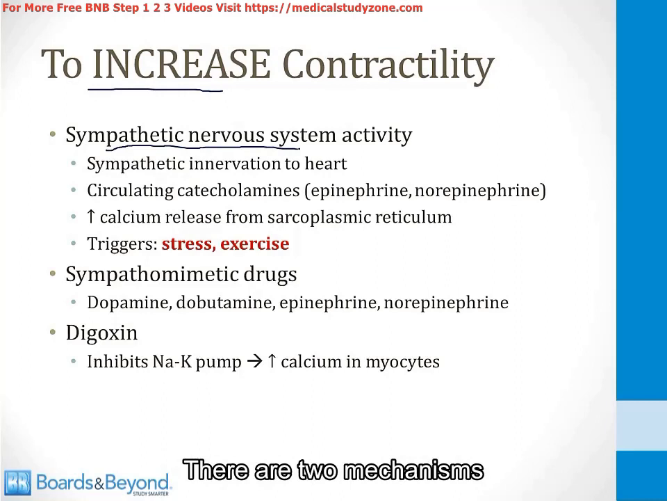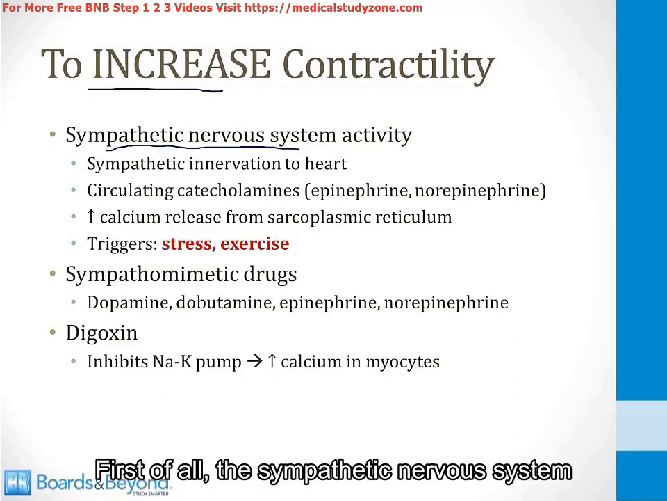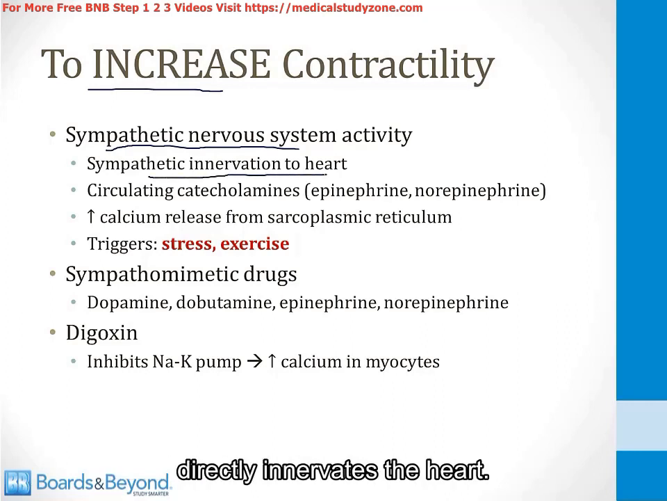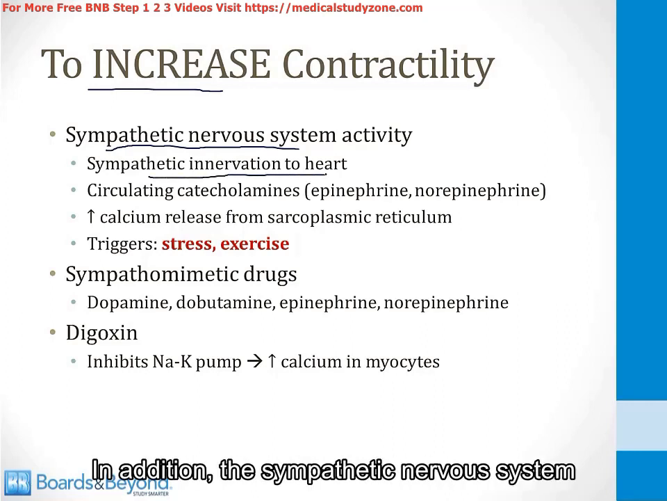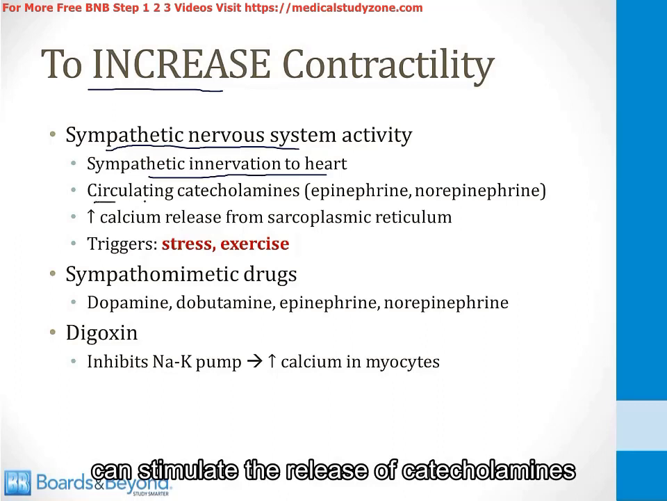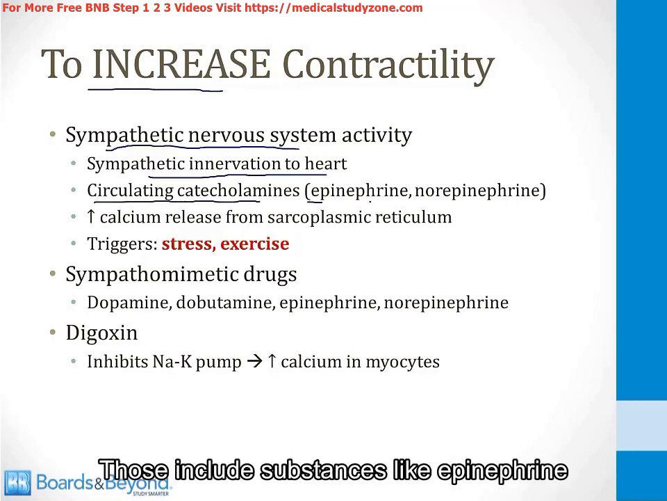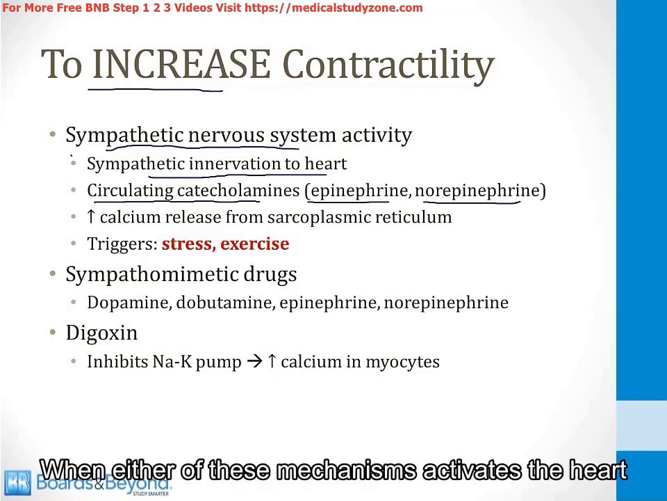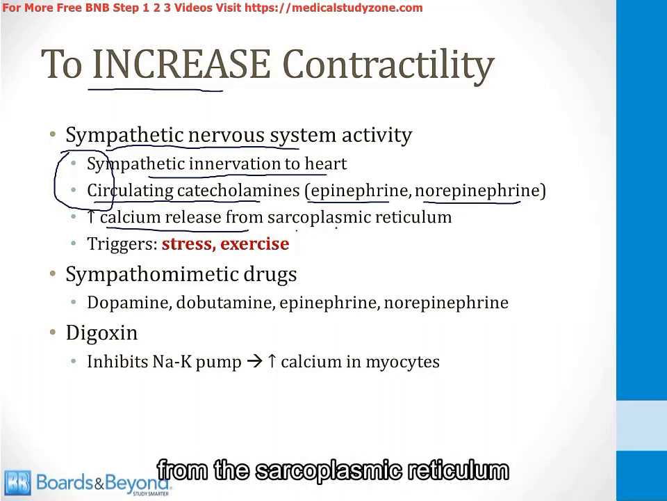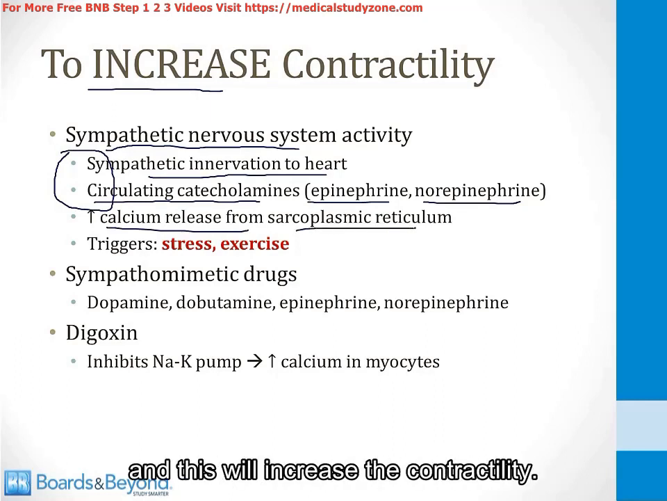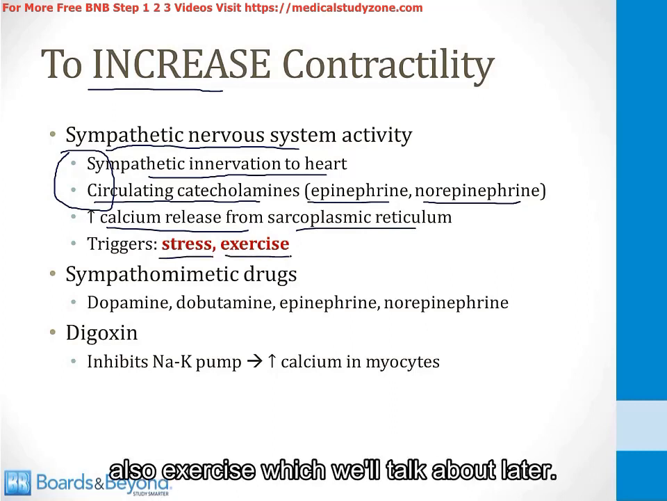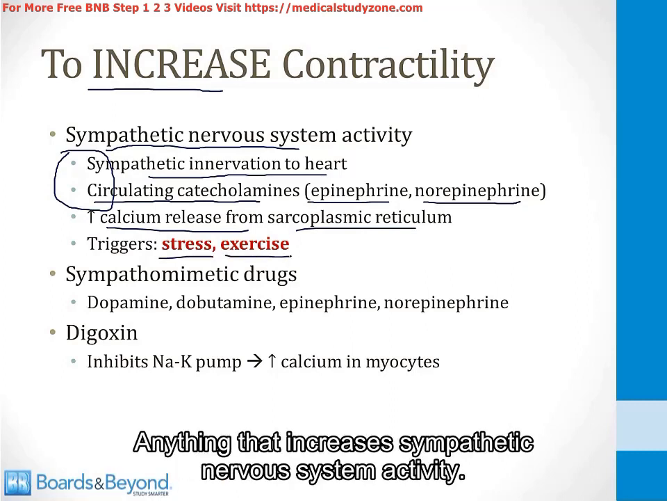There are two mechanisms by which the sympathetic nervous system can increase contractility. First of all, the sympathetic nervous system directly innervates the heart. In addition, the sympathetic nervous system can stimulate the release of catecholamines from the adrenal gland. Those can circulate and reach the heart. Those include substances like epinephrine and norepinephrine. When either of these mechanisms activates the heart, there's increased calcium release from the sarcoplasmic reticulum, and this will increase the contractility. So some classic triggers are stress, also exercise, which we'll talk about later, anything that increases sympathetic nervous system activity.